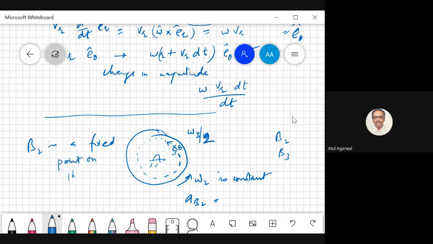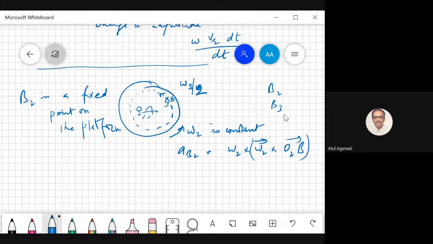Yes, Lavish? Sir, a_B3 plus x relative. No. B2 is fixed to the platform and platform is rotating. It will be just omega 2 cross omega 2 cross r, just a centripetal acceleration. Okay. Point B2 is going in a circle about O2.